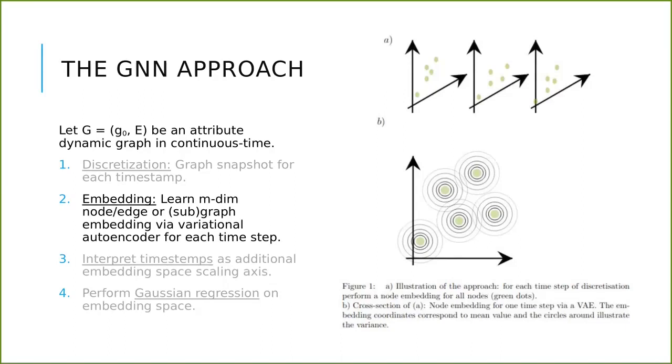Having this on each of the graph snapshots, we can now perform, for example, a node embedding as shown on the upper side of the figure using an arbitrary but suitable so-called variational autoencoder that in our case is a graph neural network that learns the distribution of embedding coordinates of the node's attributes. And to illustrate that, in the bottom part of the figure, the node embedding coordinates correspond to the mean value, and the circles around stand for the learned variance of the node attributes embeddings.